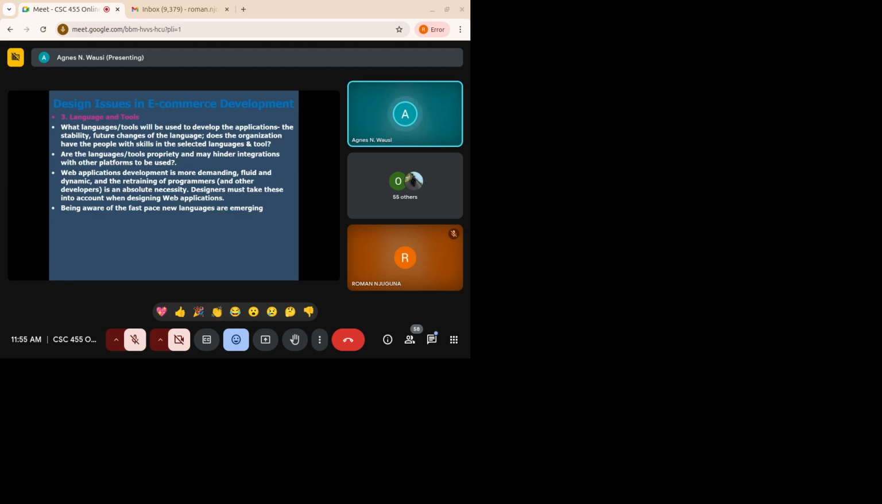We must also be aware of the new languages that are emerging, their pros and their cons, and how to balance the need to look like you're up to date with the new languages against the need for stability of the service you're providing, vis-a-vis the new functionalities that are provided.